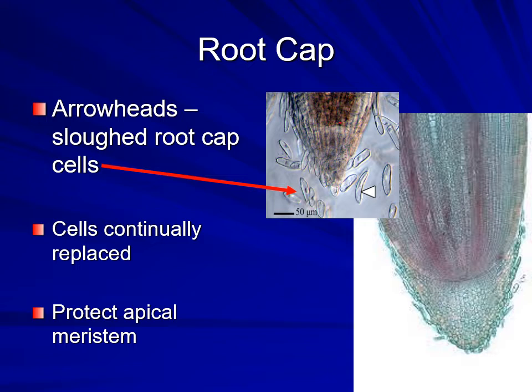So right behind here, we have the apical meristem, and it's rapidly pushing out these root cap cells to protect itself, and it's leaving behind the important cells that form the permanent root structure.